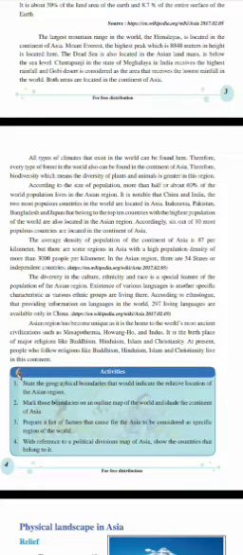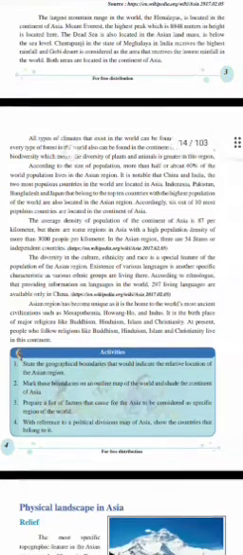Then the last feature under human characteristics is the most populous continent. 60% of the world's population lives in this region. China and India are the world's most populous countries. Out of 10 countries, 6 are located in Asia.